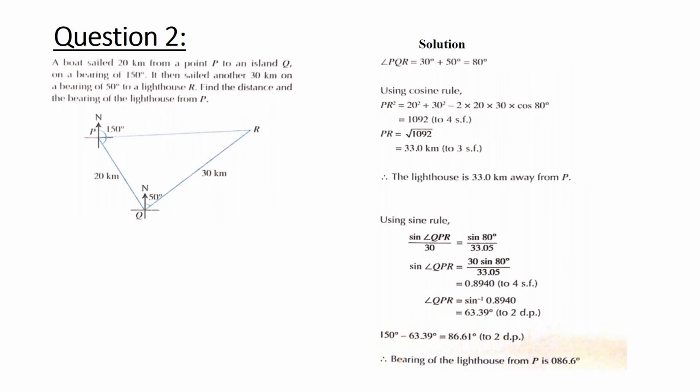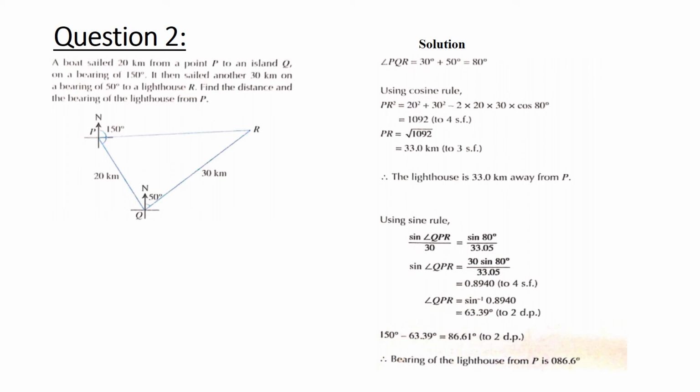Dear students, let us take another question. A ship sails 20 km from a point P to an island Q on a bearing of 150 degree. It then sails another 30 km on a bearing of 50 degree to a lighthouse R. Find the distance and the bearing of the lighthouse from P. See its solution on the right side of your screen.